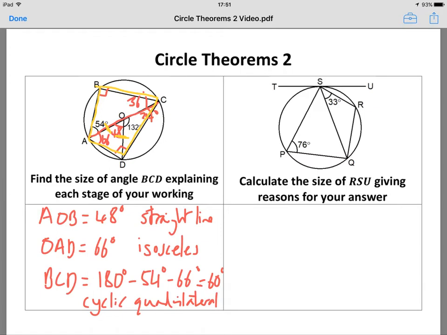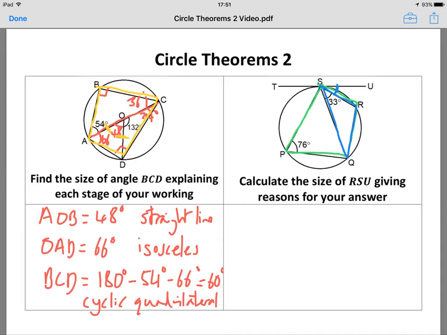Now this one, again, we look like we've got some sort of cyclic quadrilateral here. Here's my cyclic quadrilateral. Okay, we've got that there. Now what angle? RSU, that's this angle here. Hold on, I'll do it in blue. That's this angle here. Now actually, whilst this SRQ might look like an isosceles triangle, it really isn't an isosceles triangle. Just because it looks like one doesn't mean it is one. Alright, we're going to have to do some calculating here.